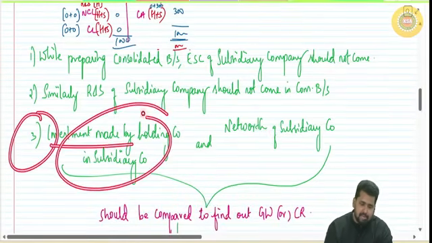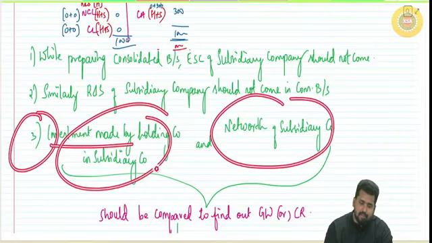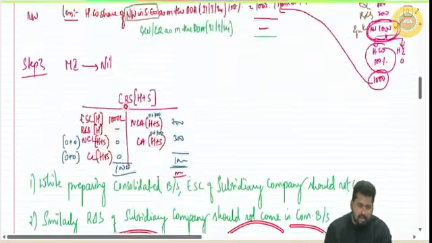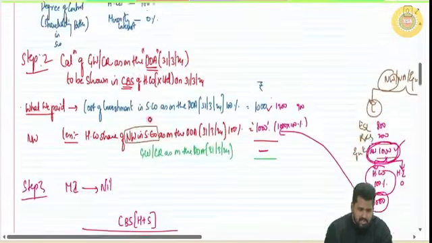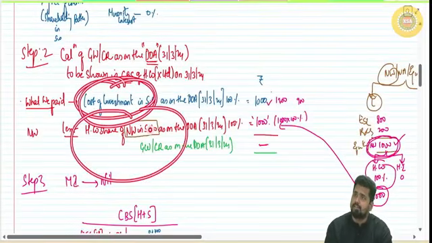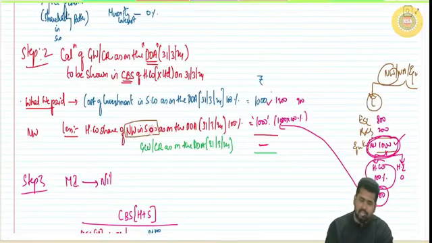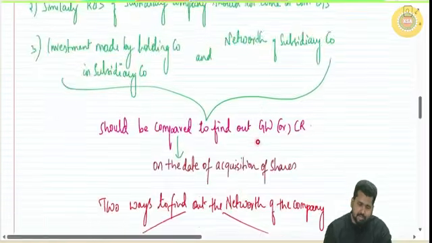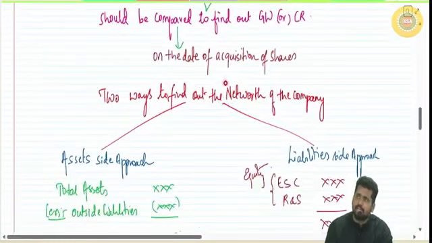Investment made by the holding company and the net worth of the subsidiary company should be compared to find goodwill or capital reserve. That's what I have written. The investment in the subsidiary company and the net worth of the subsidiary company which we are holding, both should be compared to find goodwill or capital reserve. Correct? Okay, to find the net worth.